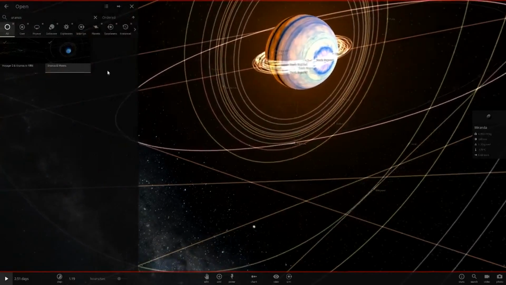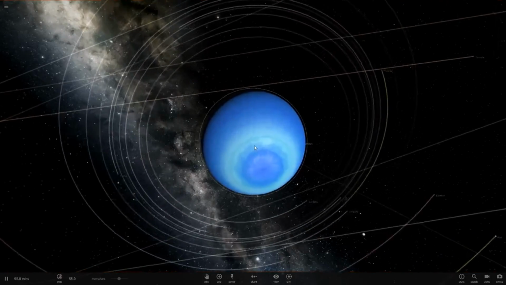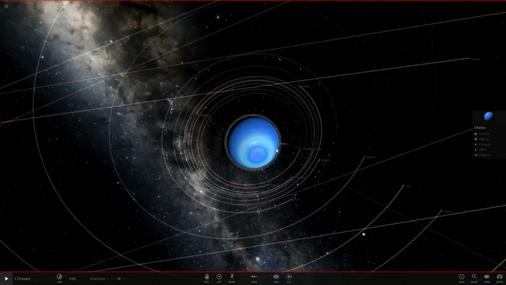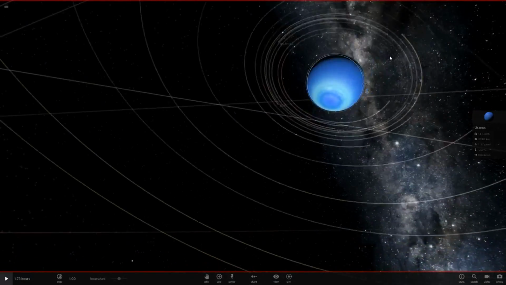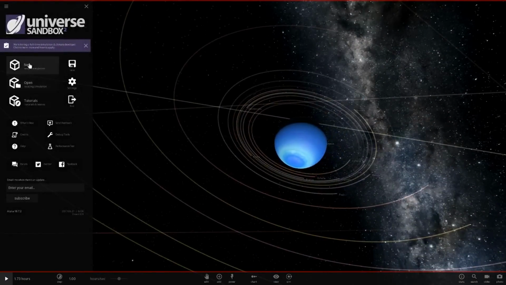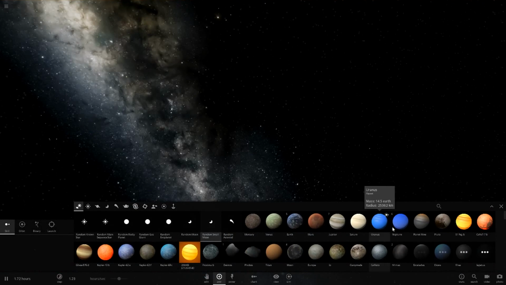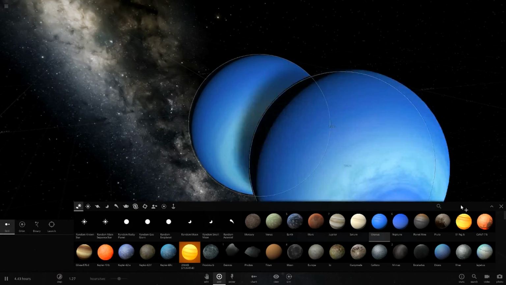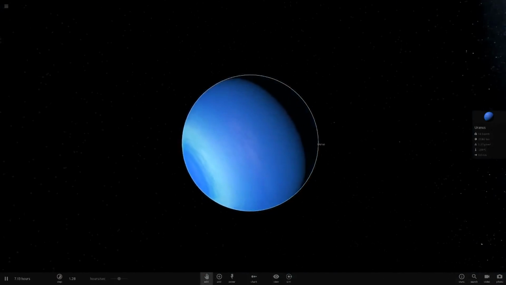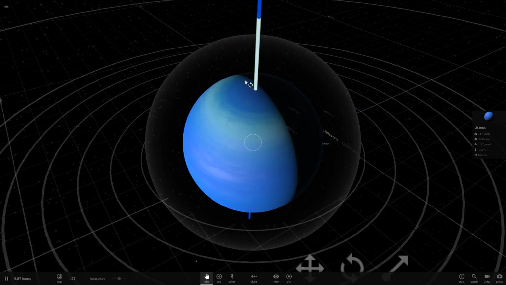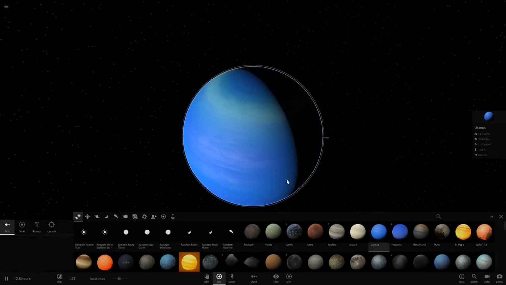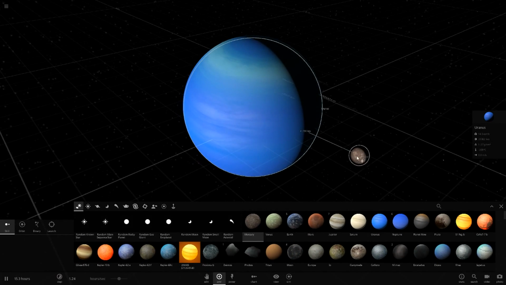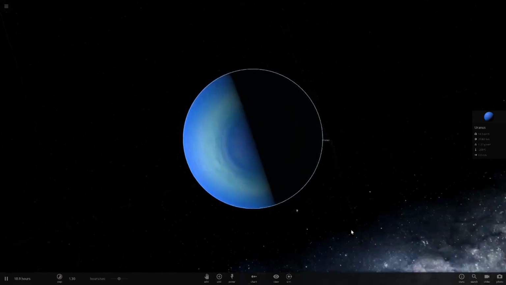But anyway, let's go into another Uranus theory. Let's pause this, remove the rings, and put down Uranus. We'll do a new simulation. Let's put Uranus down, but this time we're going to pull it the way it should be, like a normal planet, similar to Venus or Mercury. So it's pointing the right way up, the North Pole at the top and the South Pole at the bottom.